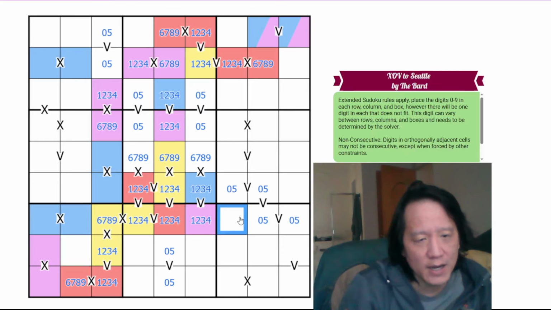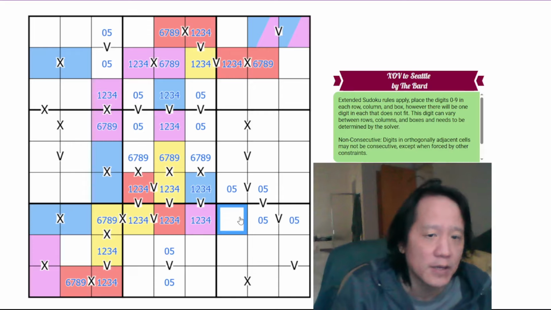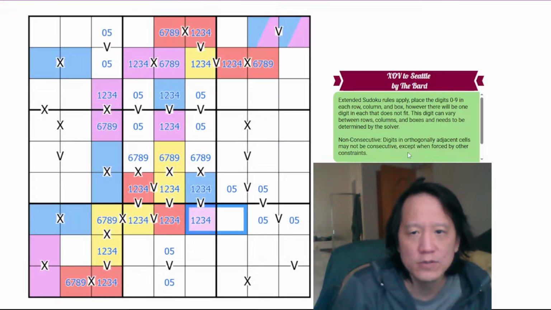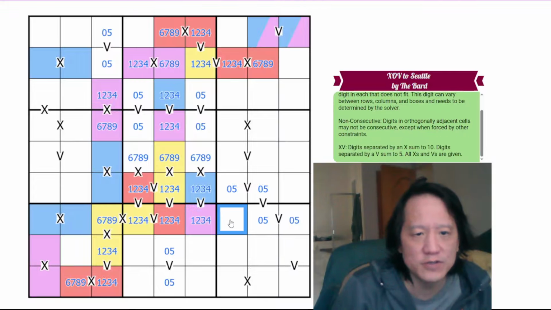This has to be a high red or a high pink. Cannot be high pink because there would have to be an X in between them. And all X's and V's are given, so this must be a high red.